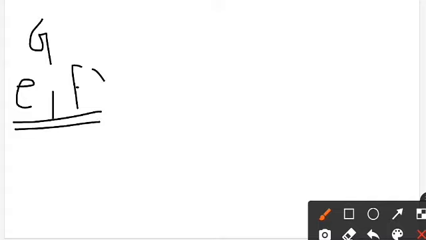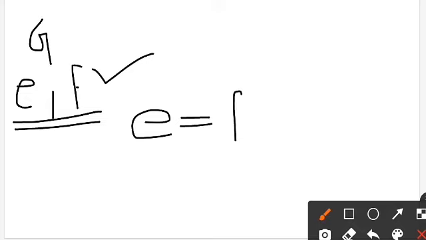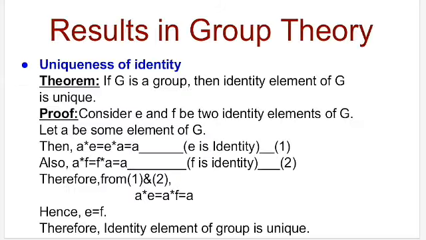Basically, we have to take a group G and some element A, and we have to take two elements E and F in G. We will claim that both are identity elements, and we will show in the end that E is equal to F. This is what we have to do here. Now see the proof.